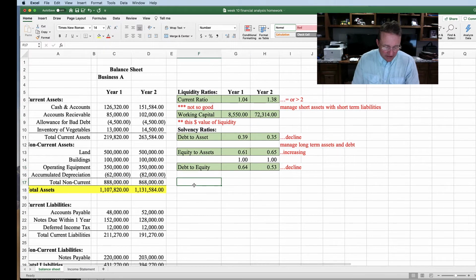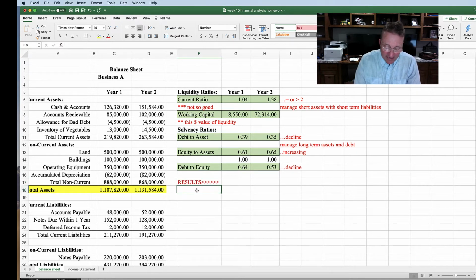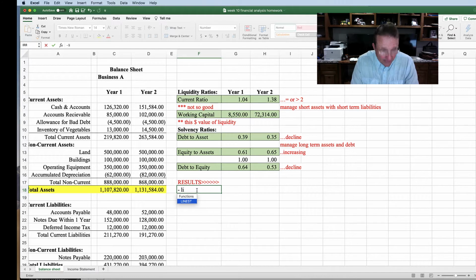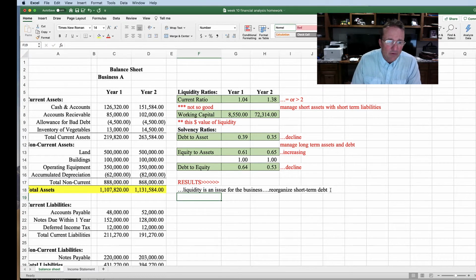So what are the results here? This is where the homework comes into play, or I should say where your test comes into play. The results of this, it looks like from a liquidity standpoint, liquidity is an issue for the business. So as a financial consultant, we would say, hey, we've got a liquidity problem. We need to reorganize. Of course, there's not a whole lot to do. Reorganize our short-term debt. All right, that's kind of what liquidity tells me here, looking at the top. Hopefully that helps you there.